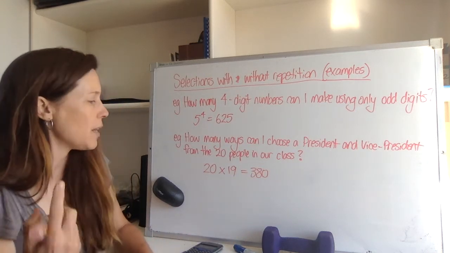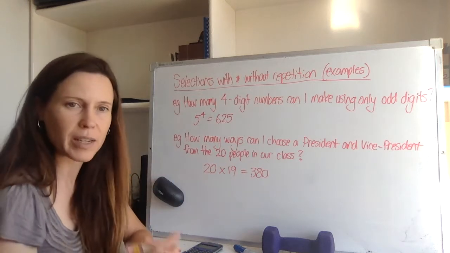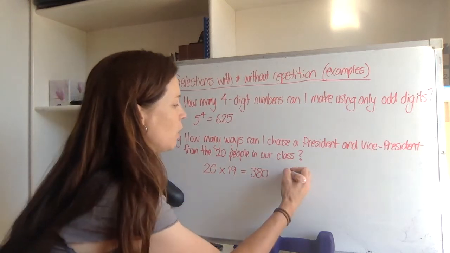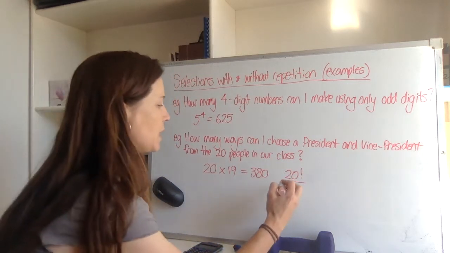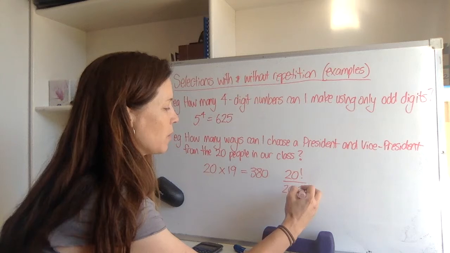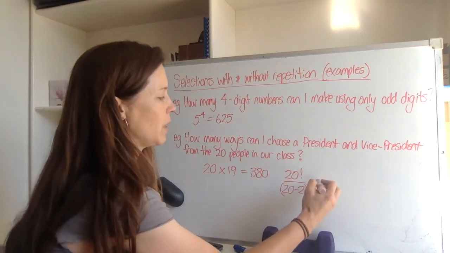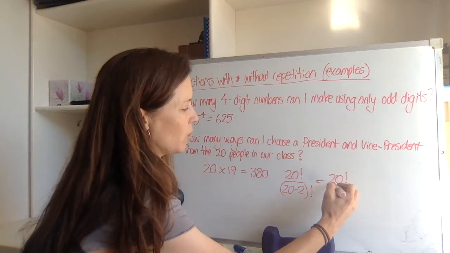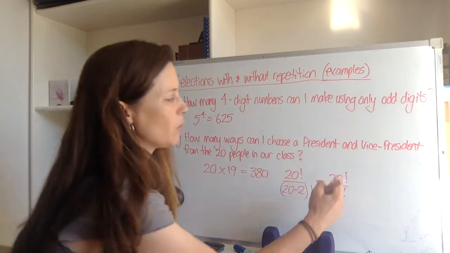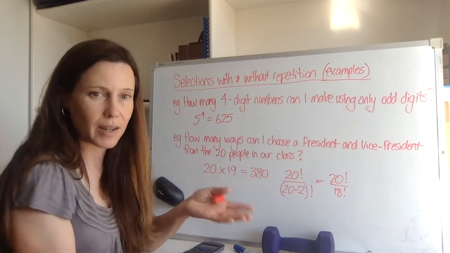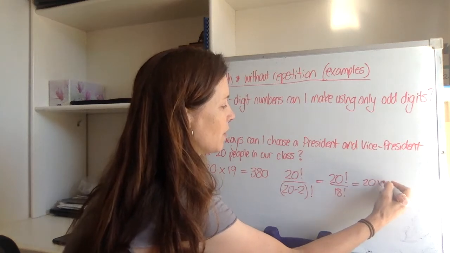Now, if we were to use that permutations formula that we've just seen, which we'll look at in a bit more detail, we would see that we've got 20 factorial over 20 minus 2, because we're choosing two things, factorial. And that basically gives us 20 factorial over 18 factorial. And if we unroll the top, we've got 20 times 19 times 18 factorial. The 18 factorials cancel, and I've just got 20 times 19.